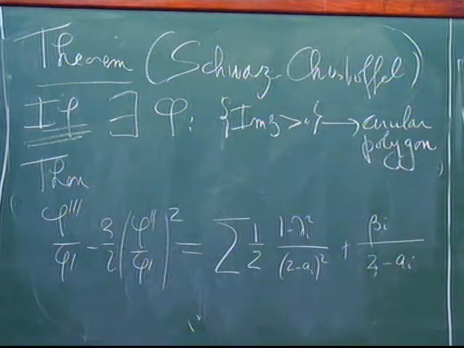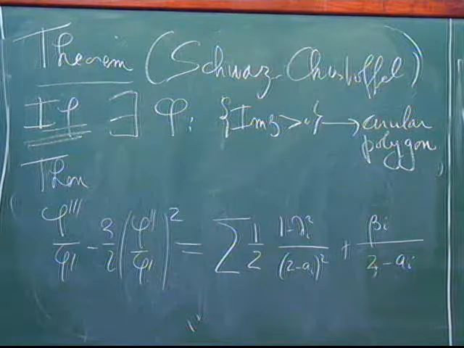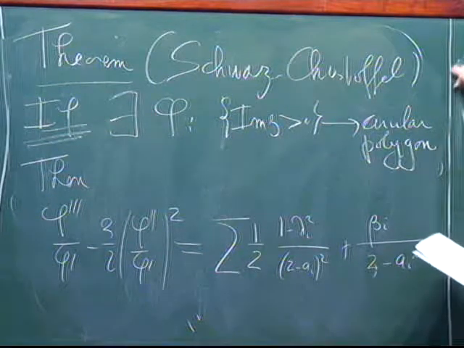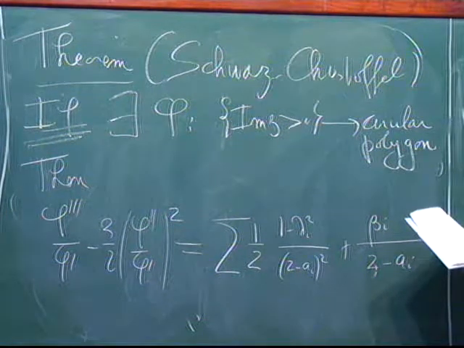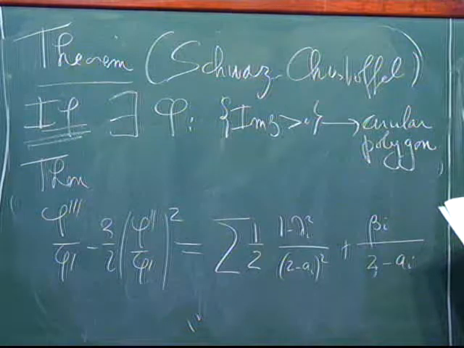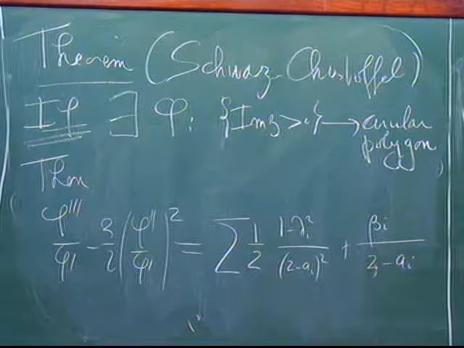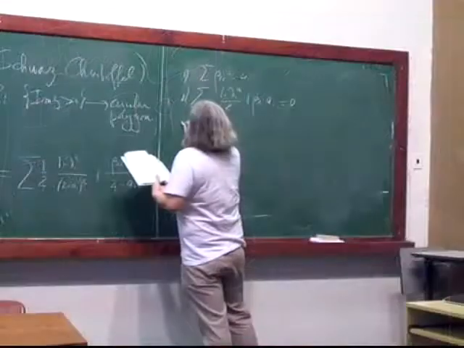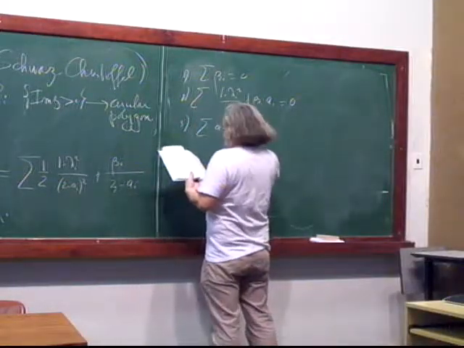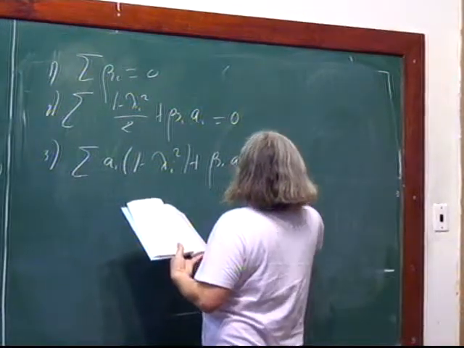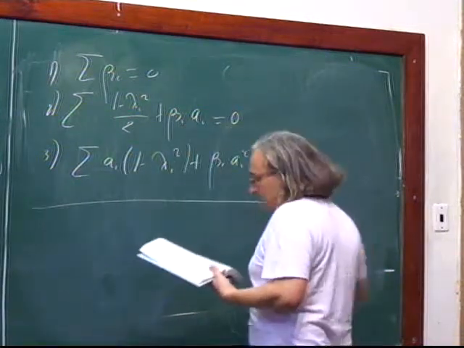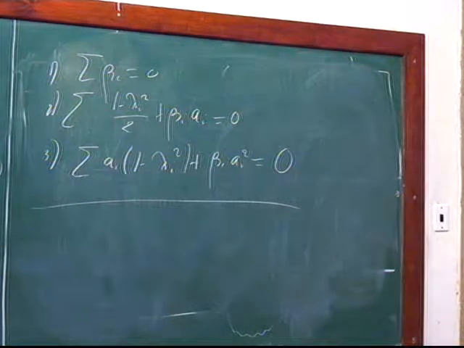where the beta i's are unknown and satisfy some conditions. So I write it here. One, the sum of the beta i's is 0. Two, the sum of (1 minus lambda i squared) plus beta i ai is 0. And three, the sum of ai (1 minus lambda i squared) plus beta i ai squared is 0. And the beta i's are real numbers.